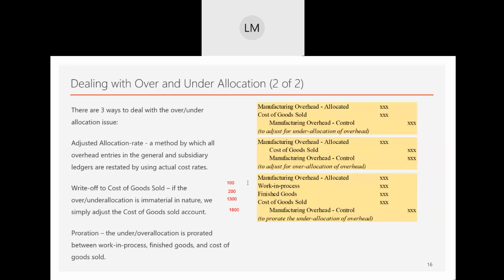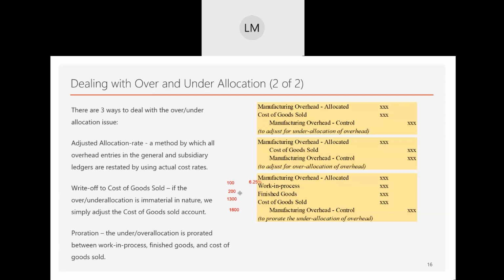And then what percentage of that 1,600 does that 100 represent? Well, if I take 100 divided by 1,600, it's 6.25%. So 6.25%.